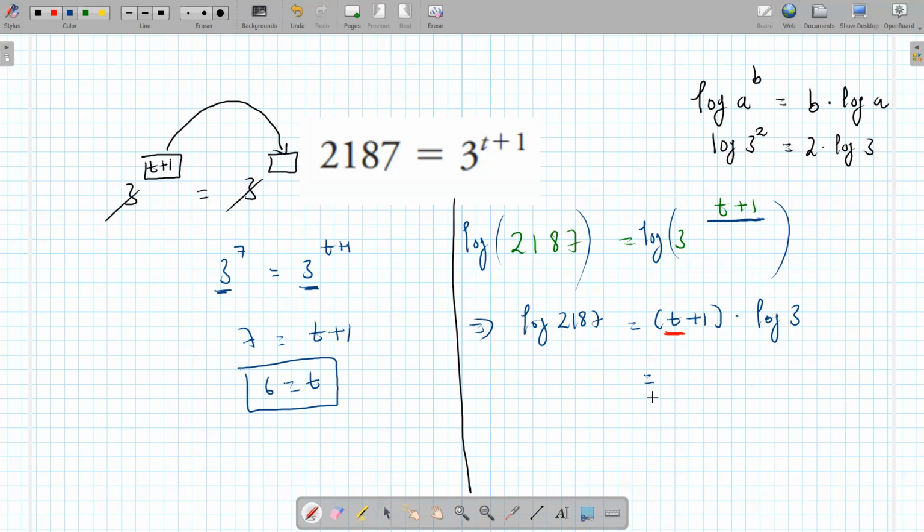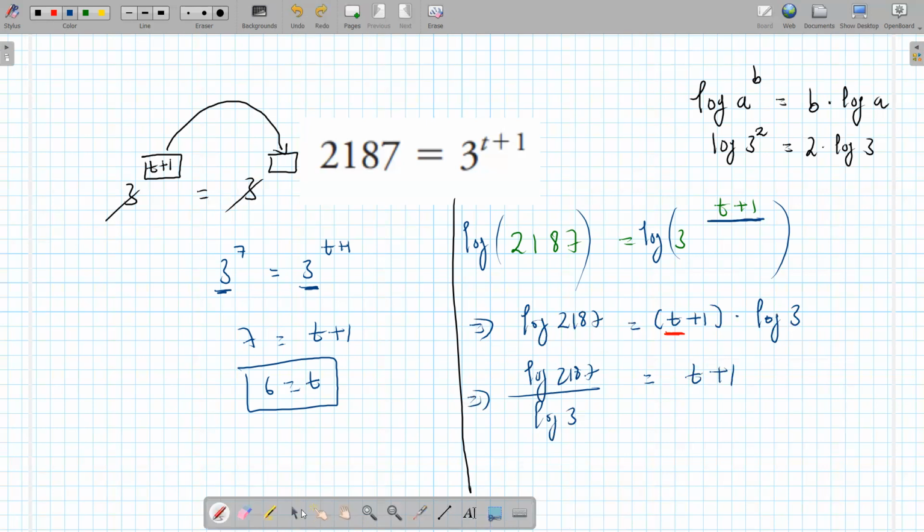You want to get rid of everything that's not a t. So you want to get rid of the log 3, and you want to get rid of the plus 1. How do you get rid of the log 3? You divide. So log of 2187 divided by log 3 is equal to t plus 1. This you can put in a calculator. It's going to be 7. So 7 is equal to t plus 1, and then subtract 1 from both sides, and you get t is equal to 6.